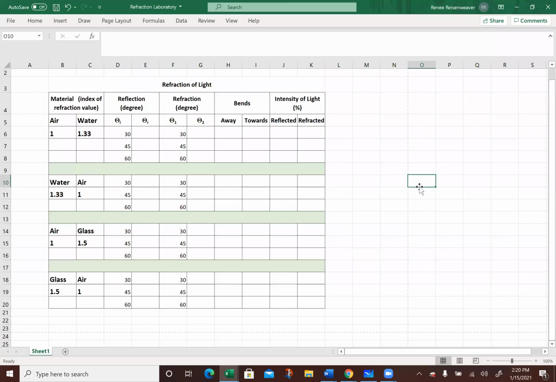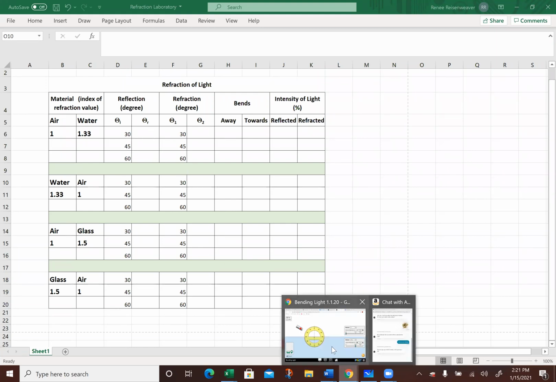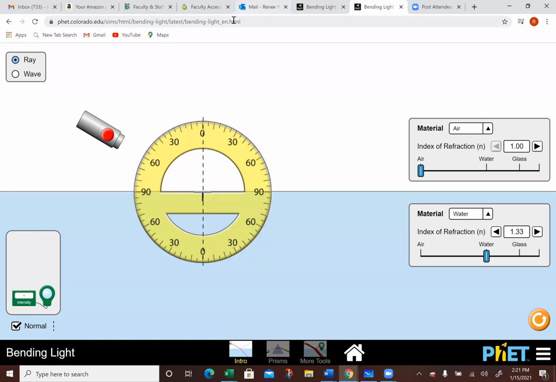Okay, so this is our chart, right? So here's our chart. We're going to go back to the lab, to where the 30 degrees is. Here's our website up at the top. Those of you who are doing it later, make sure you have that highlighted.